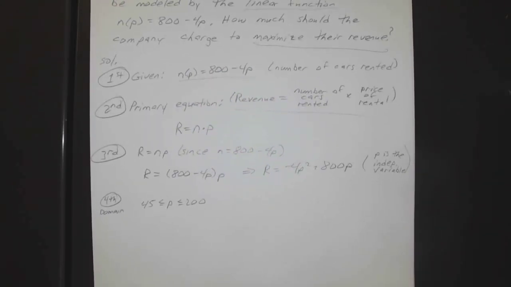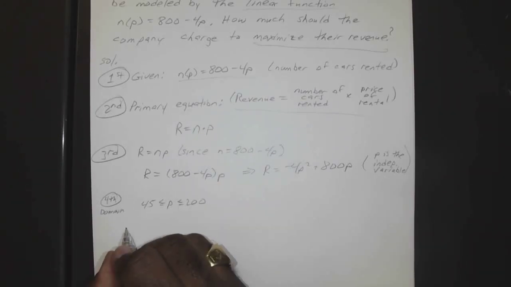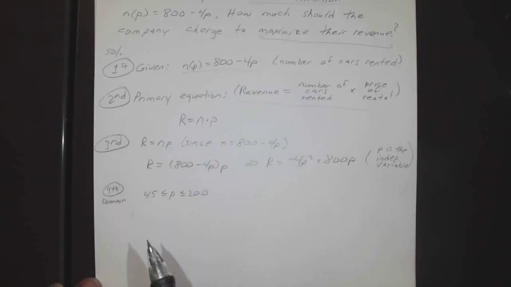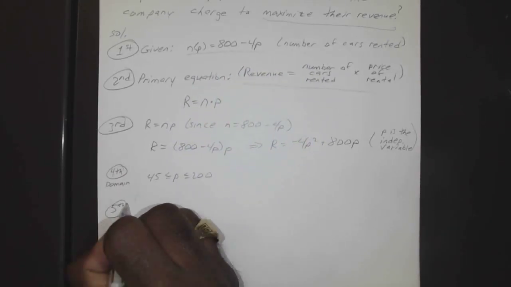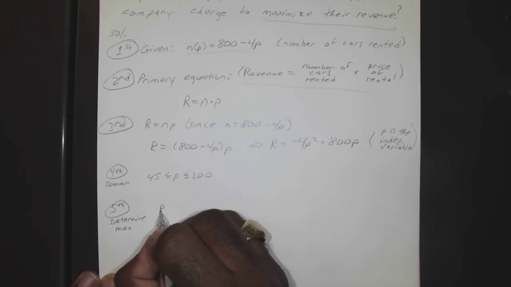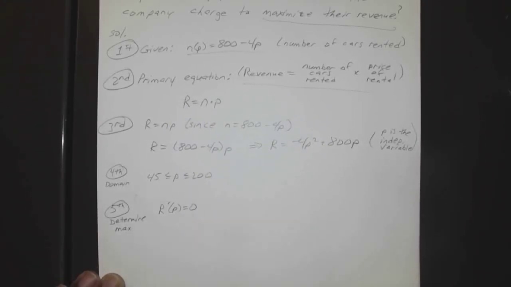To find our maximum value, we have to find out where our first derivative is equal to 0. But we also have to find out where our endpoints are, because they could be our maximums also. So we have to find all of them. So our fifth step would be to determine your maximum. That's R prime of P equals 0 for your critical point.